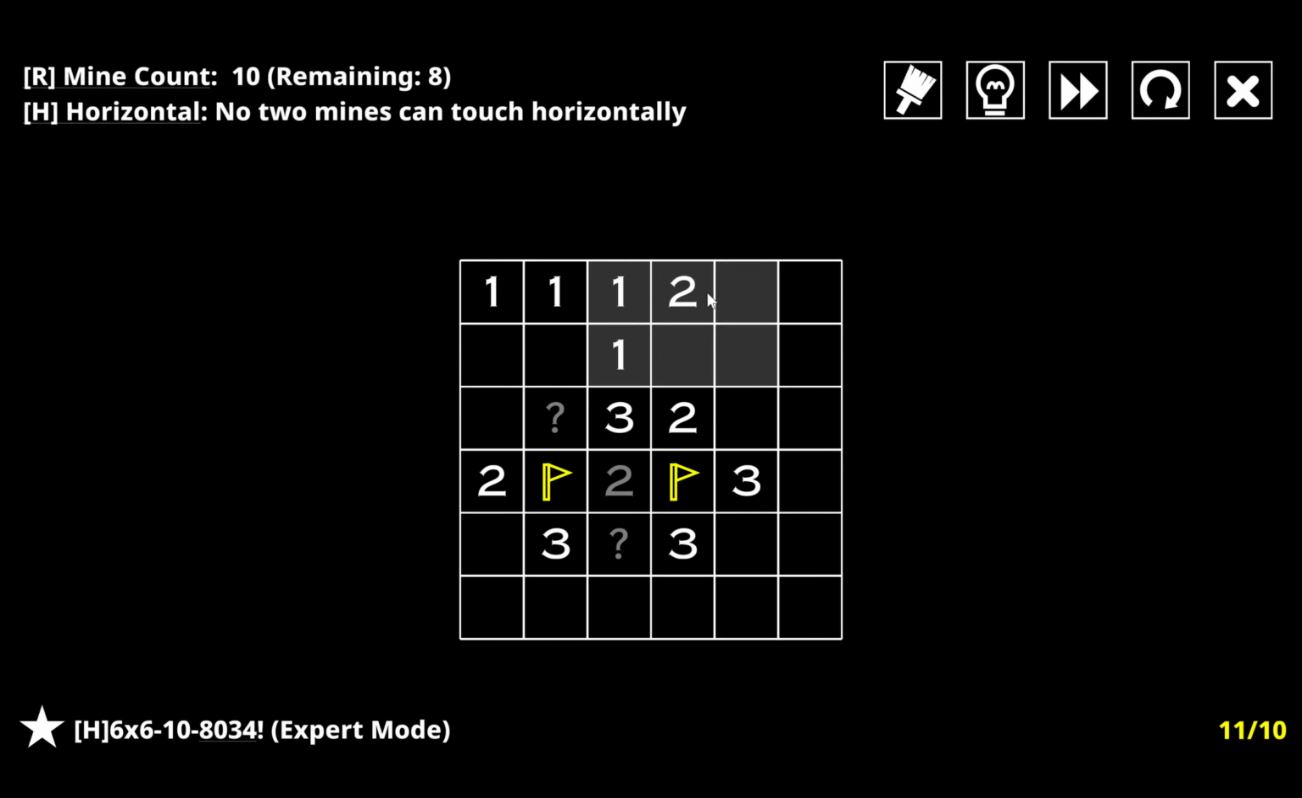And then we can also see that there will be at most one mine down there, so there must be a mine up here, one mine down there, no mine over there for the 2, right? Yeah. Okay.